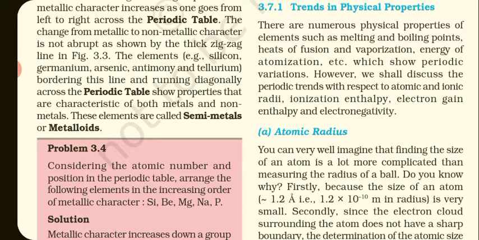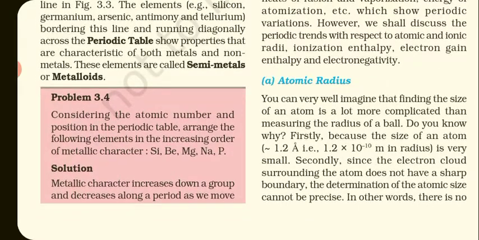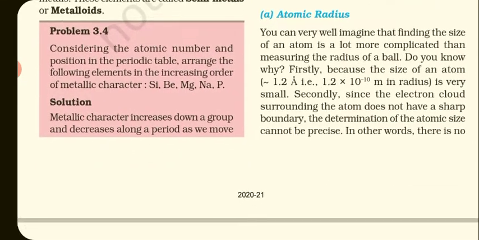Today we'll see trends in the physical properties of elements. See the heading 3.7.1 on the right hand side, which includes melting point, boiling point, heat of fusion and vaporization, energy of atomization, etc., which shows the periodic variation or change at a definite interval. We shall discuss the periodic trends with respect to the atomic and ionic radii, ionization enthalpy and electron gain enthalpy, and electronegativity. So first heading we'll see atomic radius.